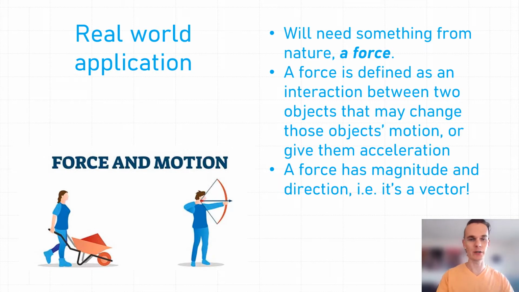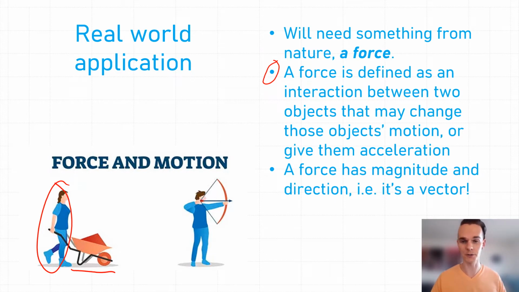The first thing that we're going to need to apply the dot product to a real-world scenario is something called a force. The basic definition of a force is that it's an interaction between two objects that may change those objects' motion. So if we look down here on the lower left, this woman is exerting a force on the wheelbarrow, and as a result, she's changing the motion of that wheelbarrow. This man is exerting a force on this bowstring, and as a result, he's changing the motion of the bowstring.